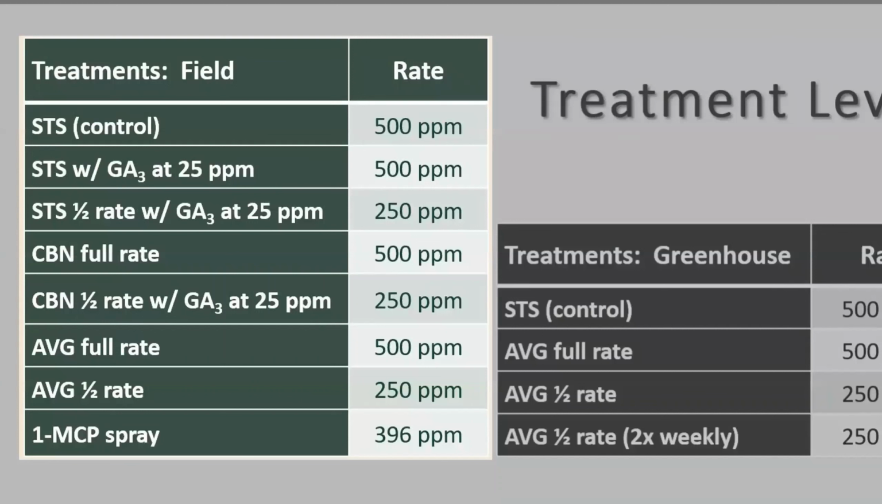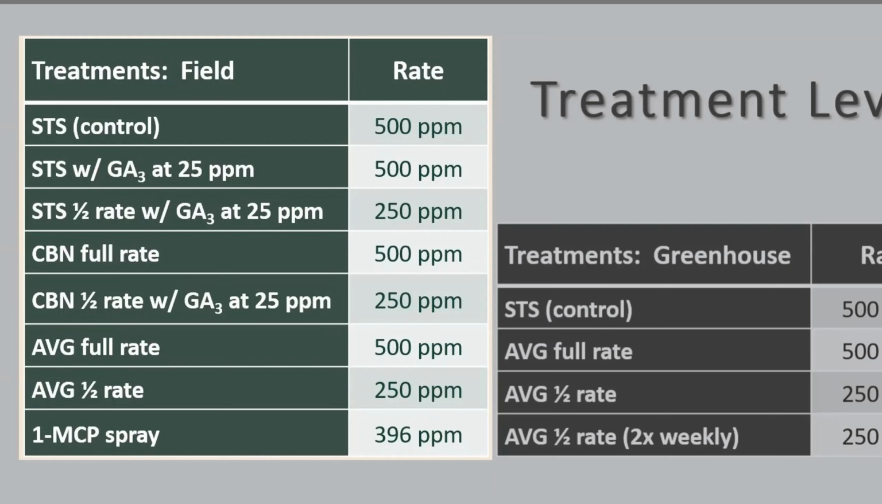There were also 2 treatments of cobalt nitrate, one at a full rate at 500 parts per million and another at a half rate of 250 parts per million, but that one had gibberellic acid at 25 parts per million as well. There were 2 treatments of AVG, one at a full rate of 500 parts per million and another at a half rate of 250 ppm. And there was 1 treatment of 1-MCP at 396 ppm as a spray. This concentration was recommended by the supplier, which was Smithers Oasis.